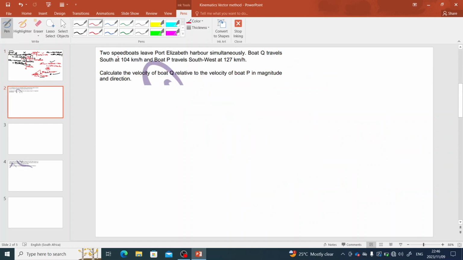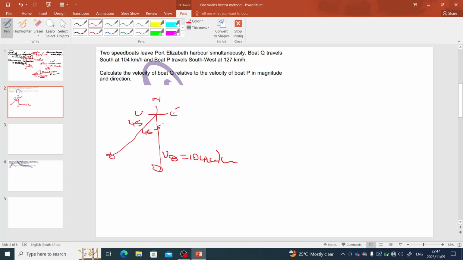A two-speed boat leaves Port Elizabeth Harbor simultaneously. Boat Q travels south. Then you make your Cartesian plane: north, east, south, west. It is heading south. That would be boat Q. VQ is heading south at 104 kilometers per hour. Then boat P travels southwest. South is your reference point, west. That means it's 45, 45.